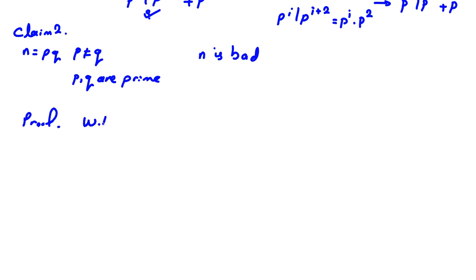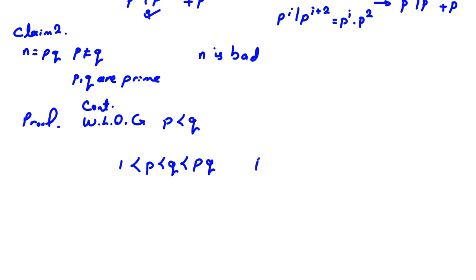The divisors are what? Without loss of generality, suppose P is less than Q. So the divisors, if we write in increasing order, will be 1, P, Q, PQ. Now I want to prove it by contradiction. So P divides Q plus PQ. We know P divides PQ. So if we subtract, P divides Q, but we know that Q cannot be a multiple of P because both of them are prime. The only divisors of Q are 1 and Q, and P is not Q, and P is not 1. So that's a contradiction. So we prove PQ is bad.